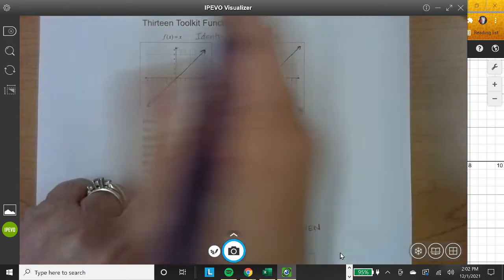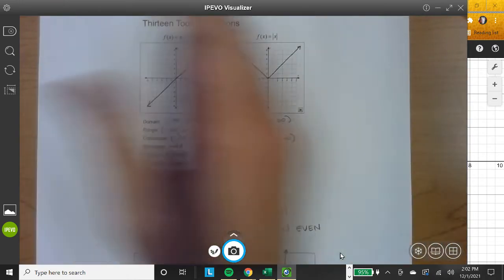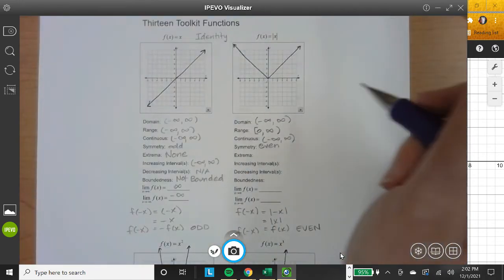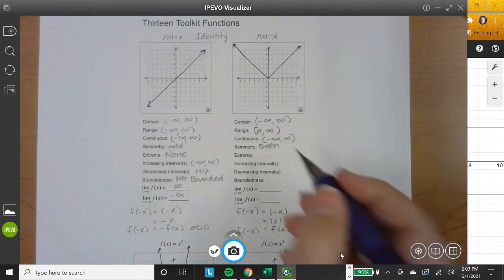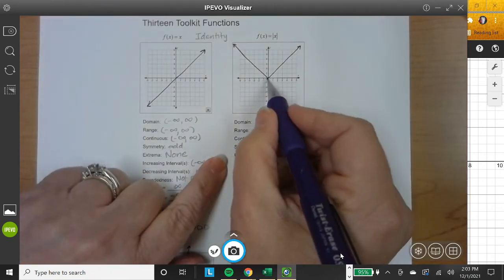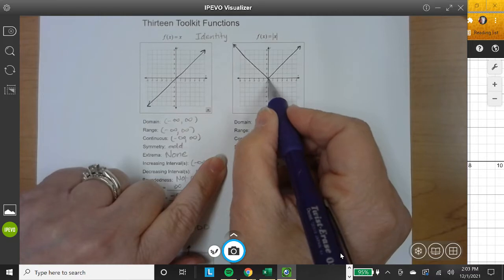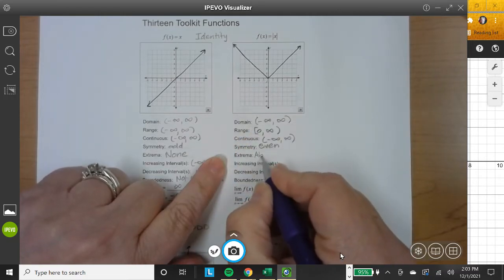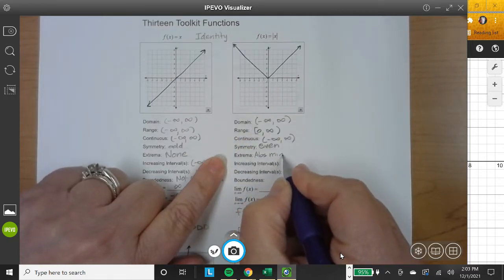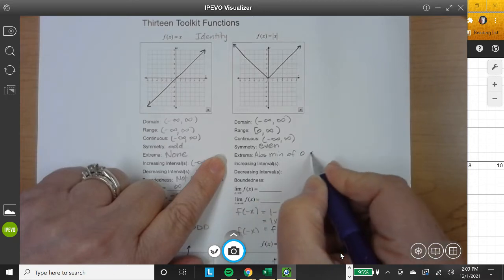And it's symmetric with respect to the y-axis, which also visually shows you that it's even. The extrema: this function has a low point, and it's an absolute extrema, so we would say absolute min of 0 at x equals 0.